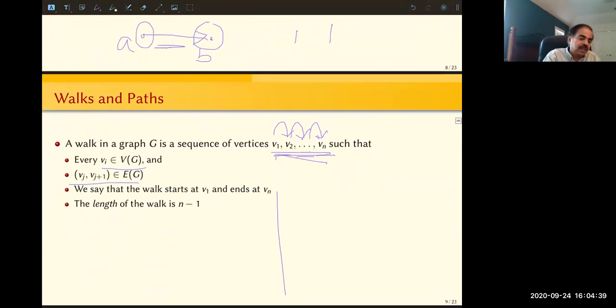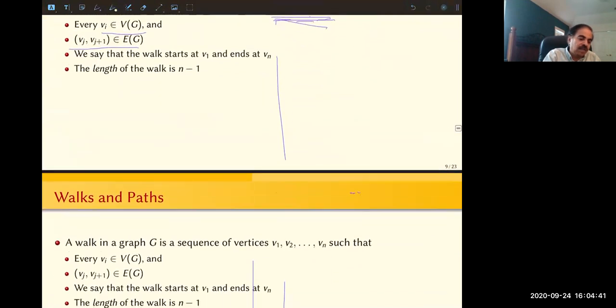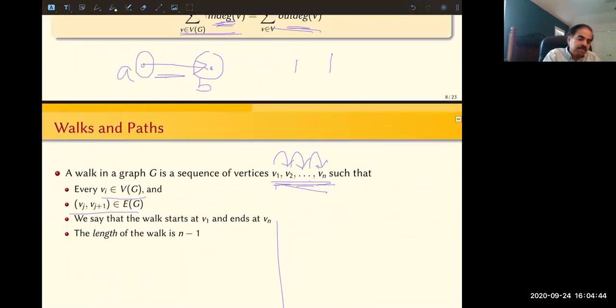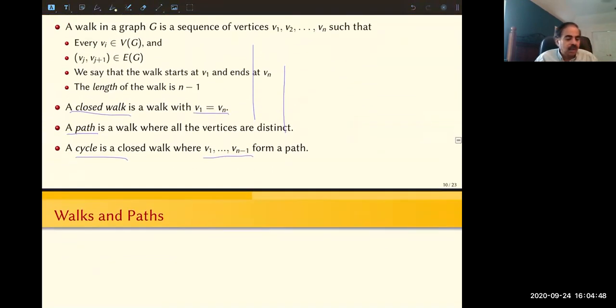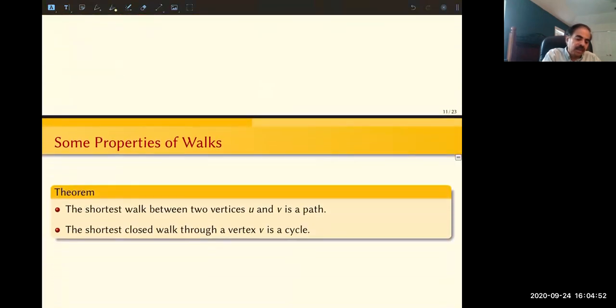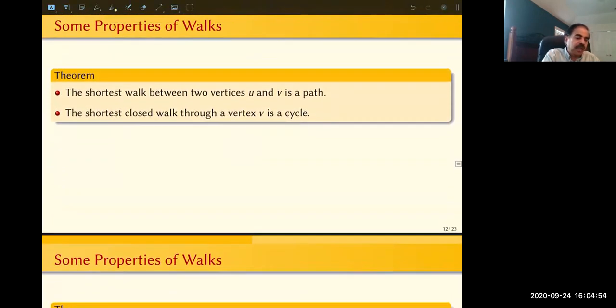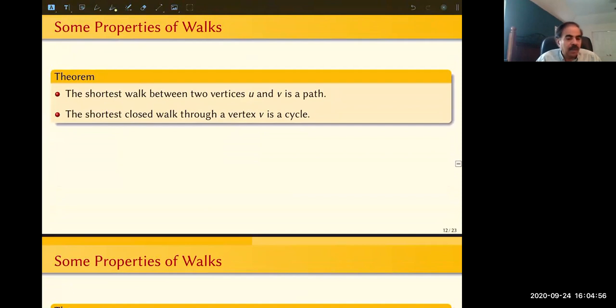Okay, so those are the notions of walk, path, and a cycle. Okay, so there are a couple of interesting observations that we can make. For instance, we can say that the shortest walk between two vertices U and V is a path.